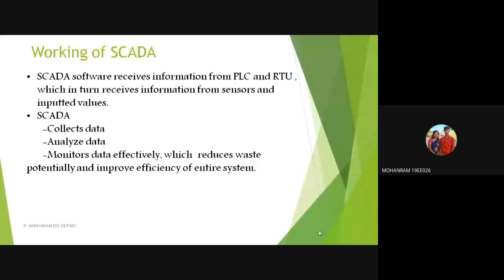Next, this is the simple working of SCADA. As I told you, it senses the information or the data from the process, and it converts the sensor signals into digital signals, which are transmitted by the PLC and RTUs to the SCADA, and stored in the SCADA. The SCADA collects the data from the PLC, analyzes the data and monitors the entire system with the data given by PLC and RTUs, and it eventually reduces the waste, and also increases the efficiency of the system so that the product is qualified.